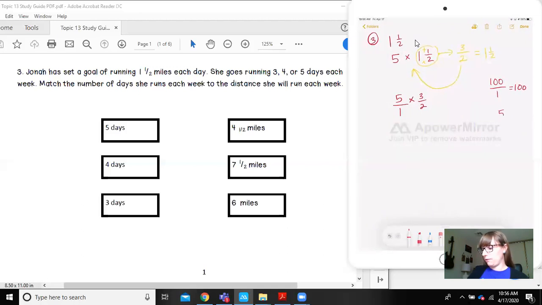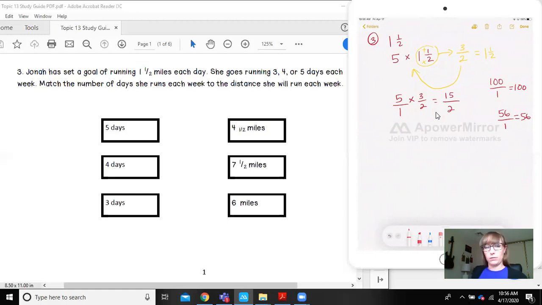Let's try another one. If we have 56, it's the same as adding a 1 under it to make a fraction. It's the same number. 56 over 1 is the same as 56, okay? So we changed our whole number to a fraction. Now we're just going to multiply straight across. 5 times 3 is 15. 1 times 2 is 2. So 15 over 2. Okay, that was our second step.